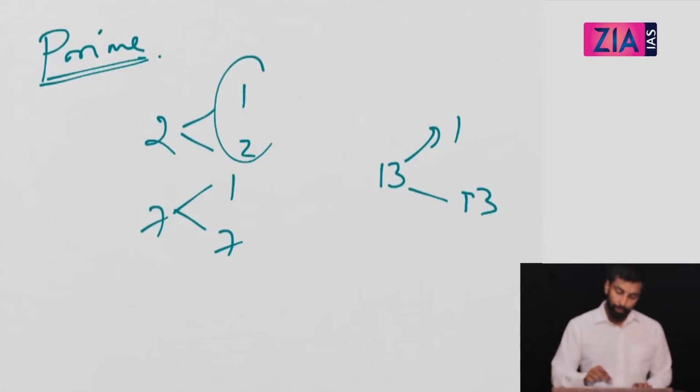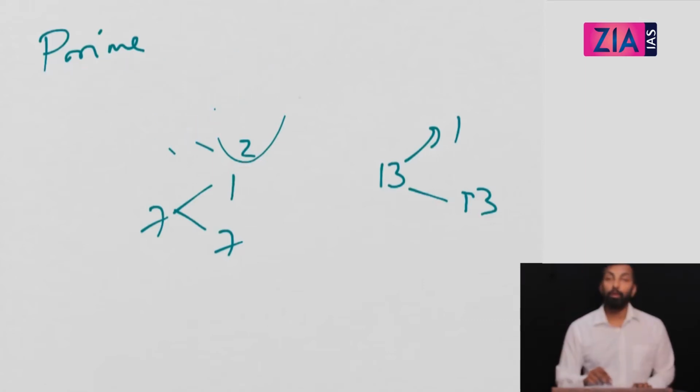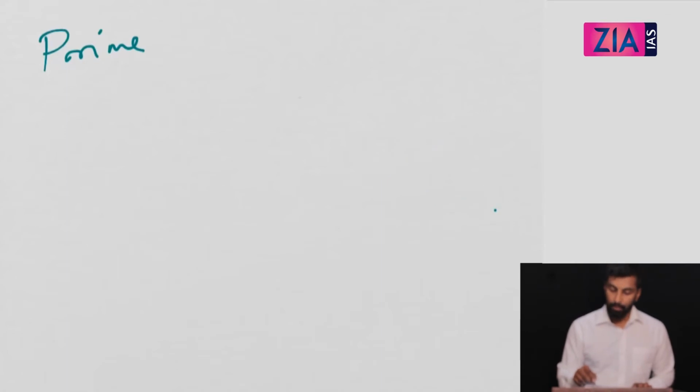So apart from this 2, there are no other factors. So we call these numbers prime numbers. Prime numbers have exactly two factors, and the factors are 1 and that number itself. Then what do you mean by composite numbers? Numbers other than prime numbers are composite numbers. Basically, numbers which have more than two factors are composite numbers.